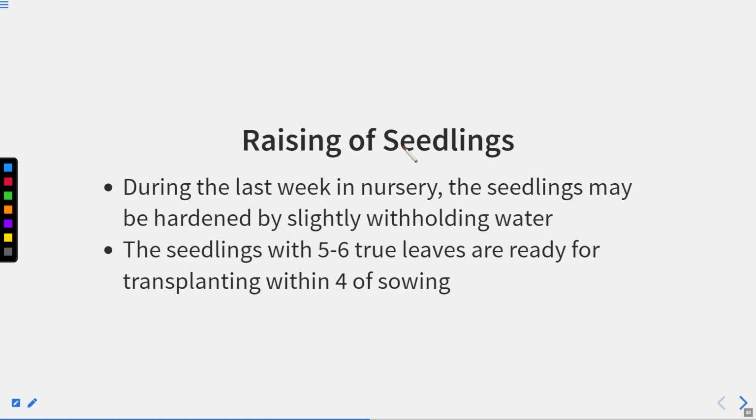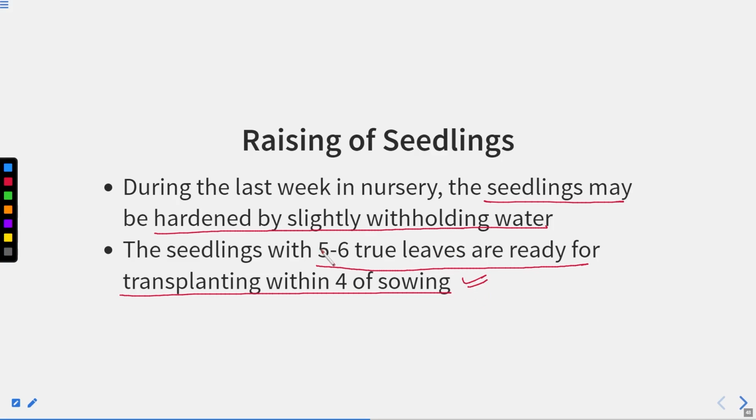During the last week in the nursery, the seedlings may be hardened by slightly withholding water. The seedlings with 5 to 6 true leaves are ready for transplanting within 4 weeks of sowing. So the seedlings which have just 5 to 6 true leaves can be easily transplanted to the field, right? So this is a very, very important step.